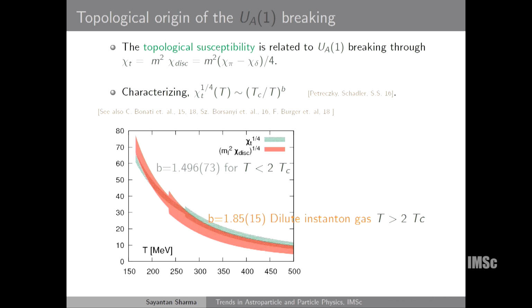One can also characterize the temperature dependence at very high temperatures, beyond 2 times the chiral transition temperature. So beyond 350 MeV, the temperature dependence can be given by the dilute instanton prediction. By this, we can now see that this UA1 breaking has a topological connection.